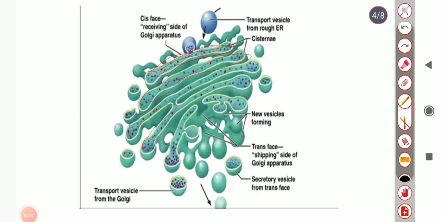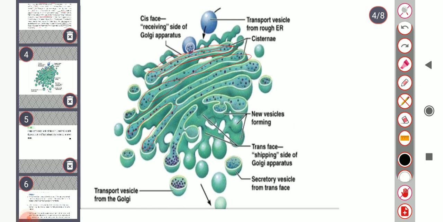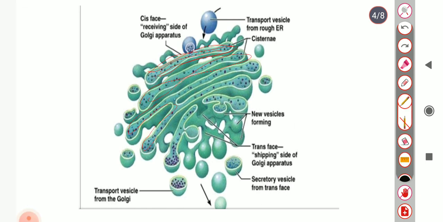Dictosome means unconnected unit, called dictosome. When we talk about the structure of Golgi apparatus, you can see that these are the structure of Golgi apparatus. The structure of Golgi apparatus is divided into four parts: cisterna, tubules, vesicle, and vacuoles.